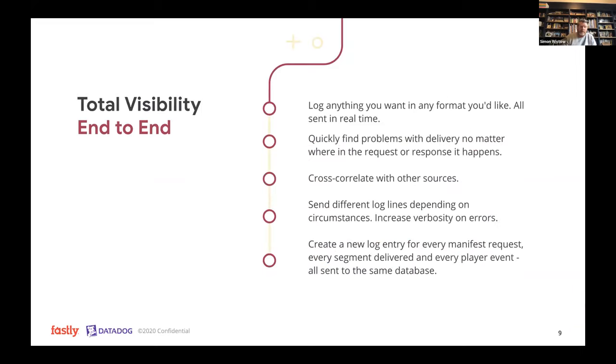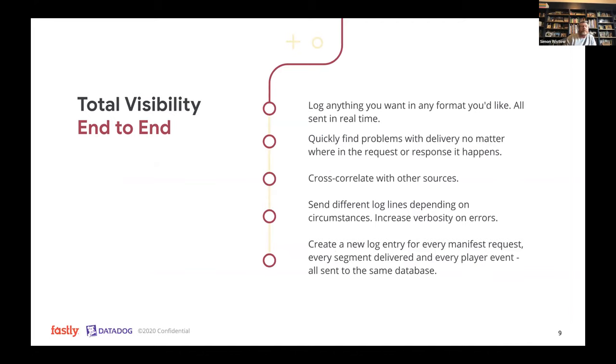So apart from our queryable historical stat store and our real-time stats API, which we'll see a little bit later, we also have an incredibly configurable logging system. Basically, you can log anything you want from the request and the response in almost any format you want and get it sent in real time to a third party. You can quickly find problems with delivery no matter where in the request or response it happens. You can cross-correlate with other sources.